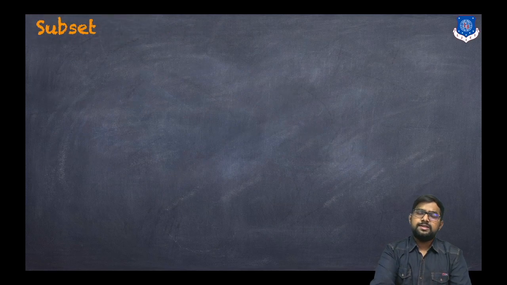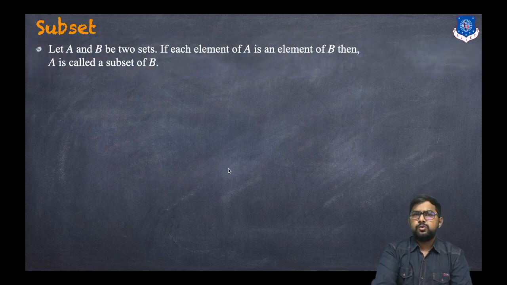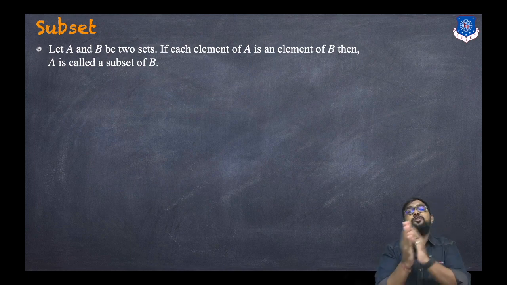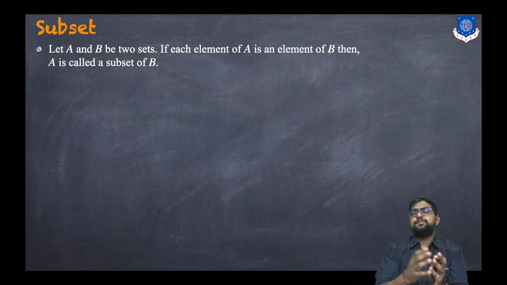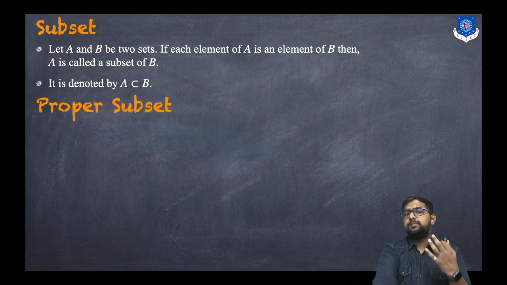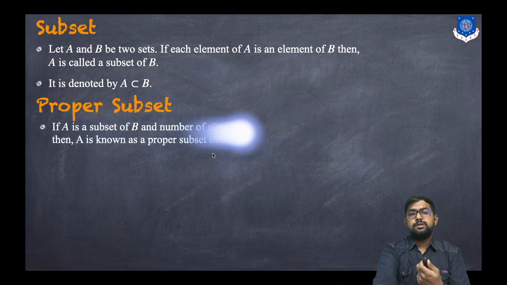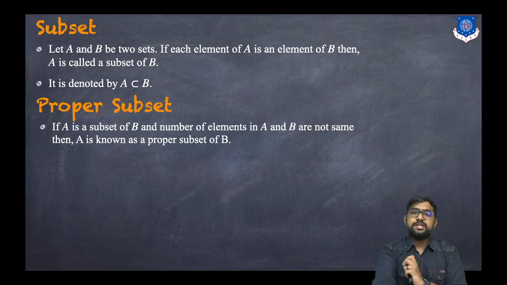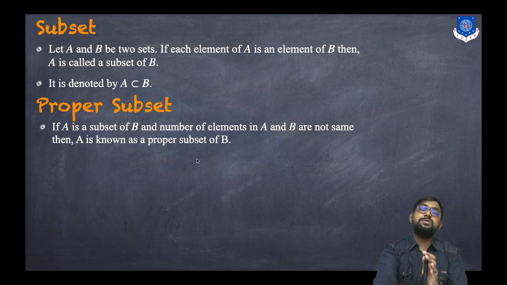Now let us understand what a subset is. Let A and B be two sets. If each element of the first set A is an element of B, then A is called a subset of B. Simple. It is denoted by this symbol: A ⊆ B. Then what is a proper subset? A has to be a subset of B first, and the number of elements in A and B are not the same. If the numbers are different, then A is known as a proper subset of B.